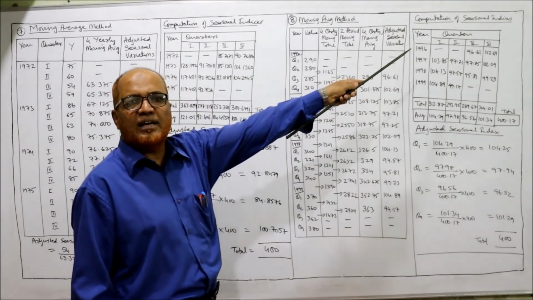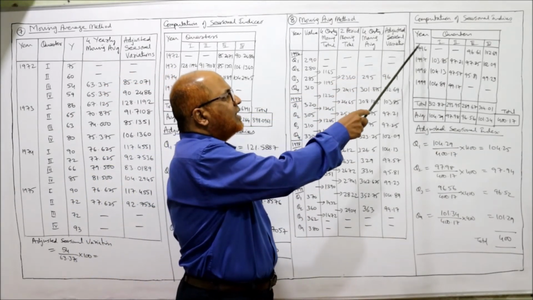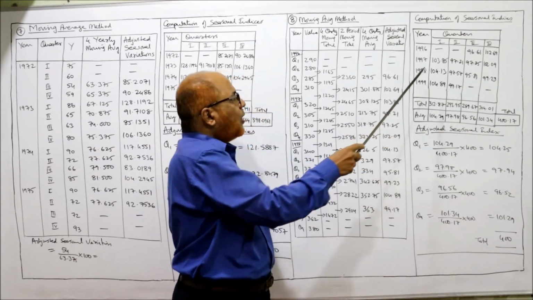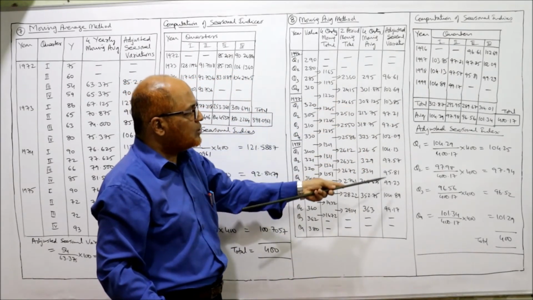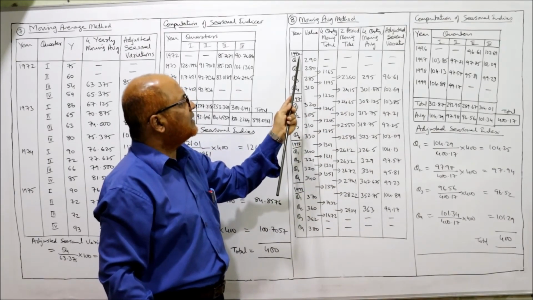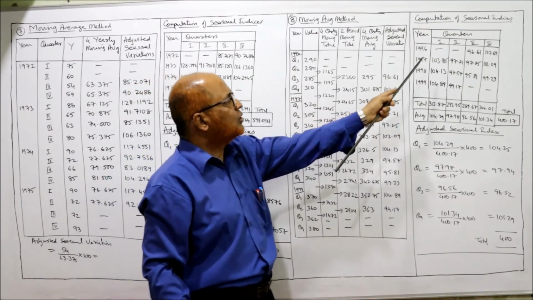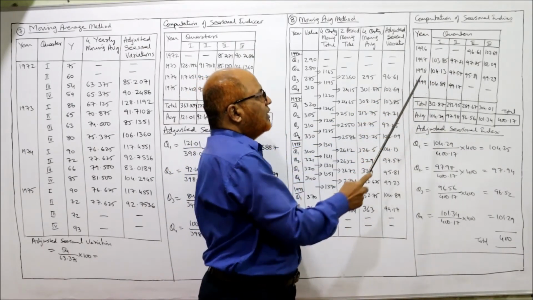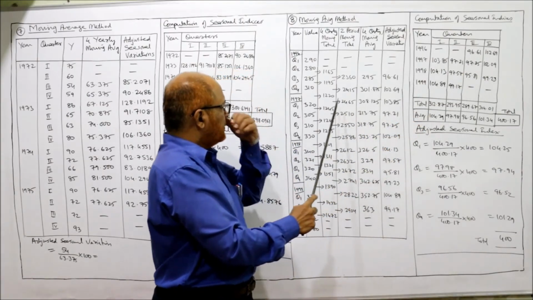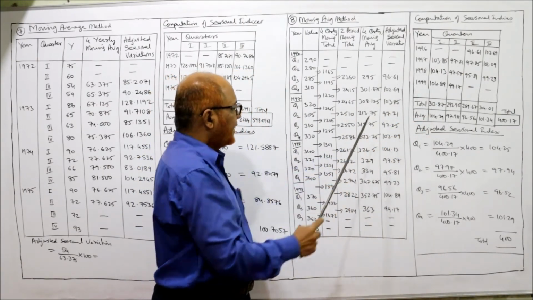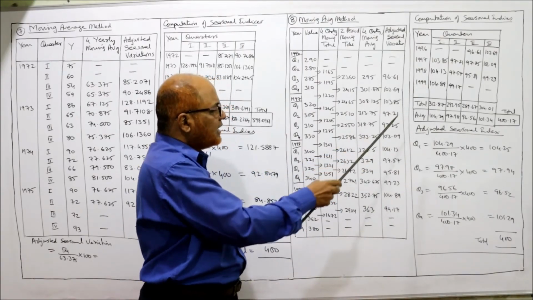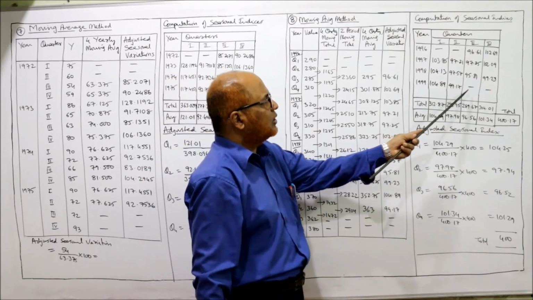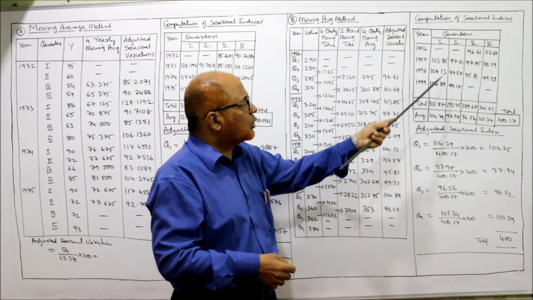Now computation of seasonal indices. Same years 1996, 97, 98, 99, then quarters 1, 2, 3, 4. All the adjusted seasonal variation values we got are here. First, 1996: there is no data for Q1 and Q2, so put a dash in Q1, Q2. Third quarter 96.61, 102.69. Then 1997 all the values, 1998 all the values. In 1999, we have Q1 and Q2, but we don't have Q3 and Q4, so Q3, Q4 dash.